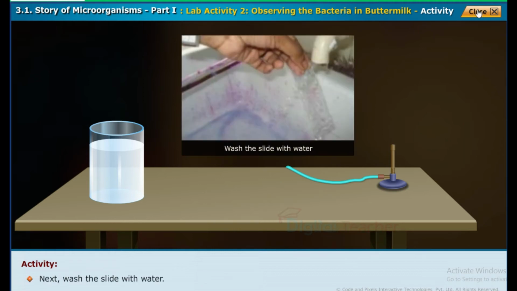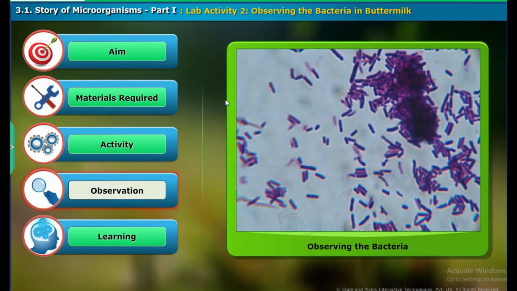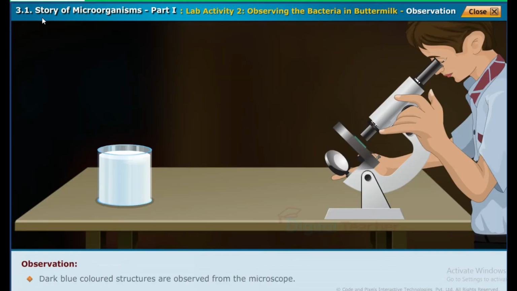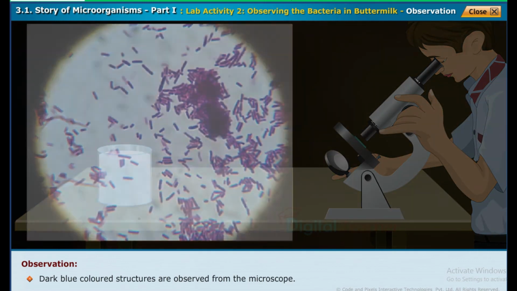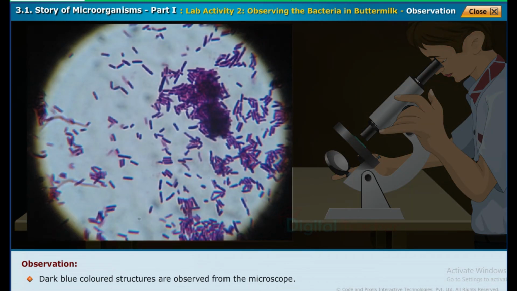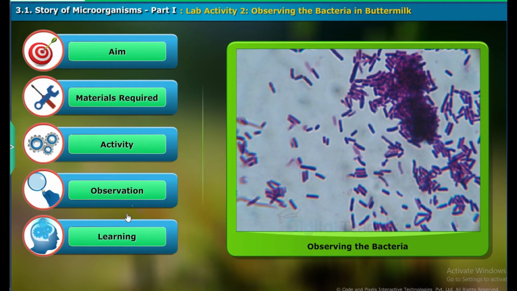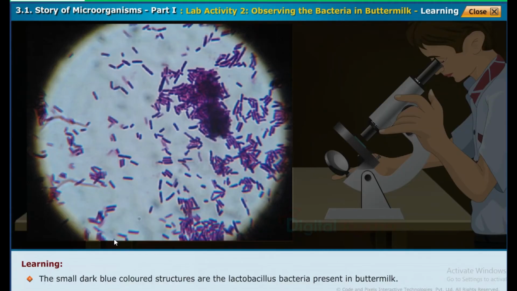Next, wash the slide with water. Dark blue-colored structures are observed from the microscope. The small, dark blue-colored structures are the lactobacillus bacteria present in buttermilk.